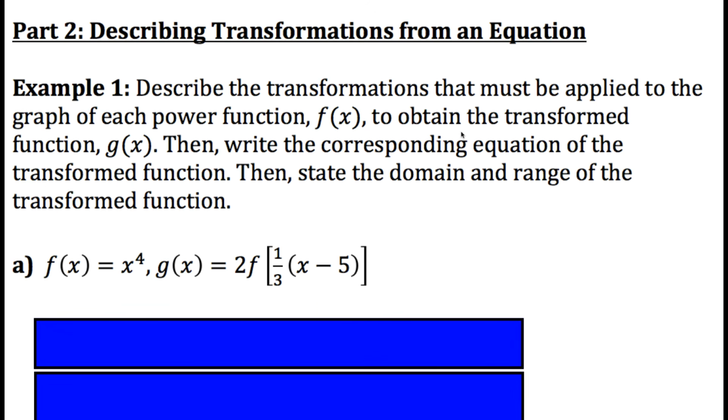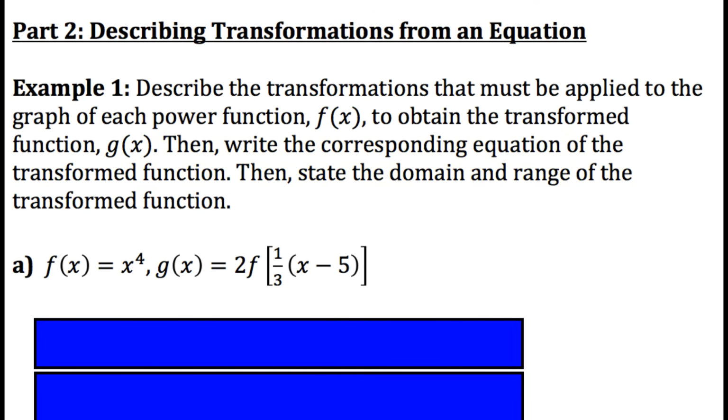Okay, let's complete part 2, where we're going to describe transformations from an equation. So example 1 says, describe the transformations that must be applied to the graph of each power function, f at x, to obtain the transformed function, g at x. Then write the corresponding equation of the transformed function. Then state the domain and range of the transformed function.